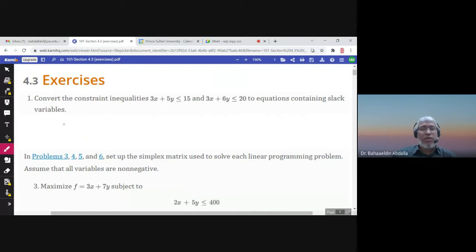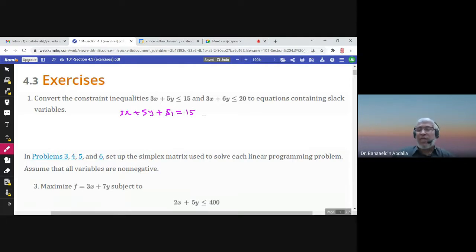These are some exercises about section 4.3, Simplex method, maximizing problem. Consider the constraint inequalities. To convert the constraint inequalities to equations containing slack variables, we studied in the section how to change the inequality to a slack variable. We write it 3x plus 5y plus s1 equals 15. So this is the slack variable that represents the difference between 3x plus 5y and 15.